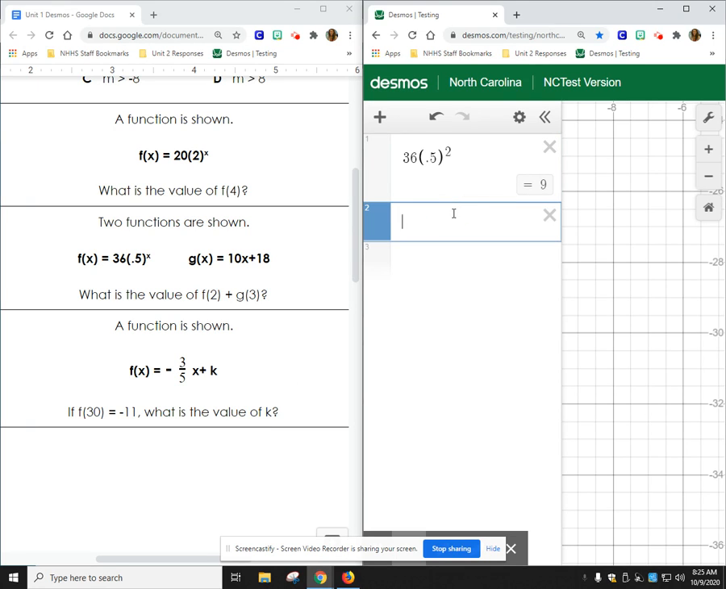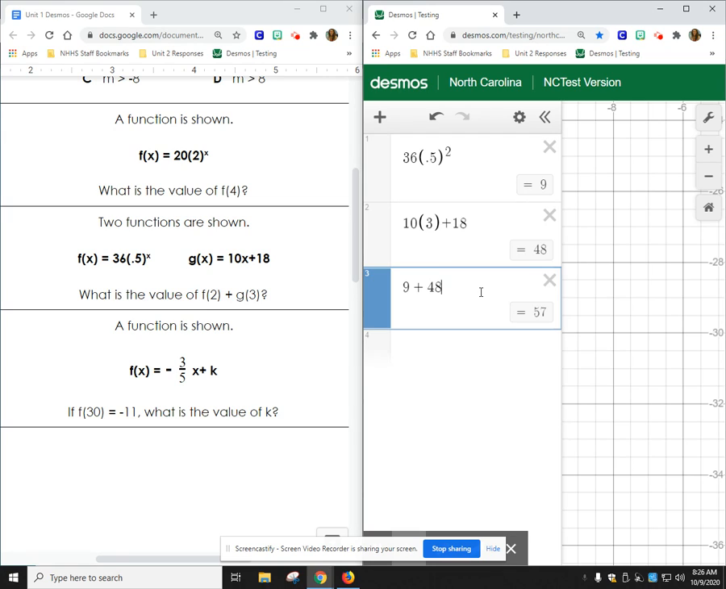And then in our second line, we're going to type in the g of x function. So 10. Here, instead of x, we need to do 3. And then we're going to add 18. The question asks us to add both of these values. So we're going to add 9, and you can even do this in Desmos, plus 48, and it should give you the answer of 57. So the answer to this problem is 57.